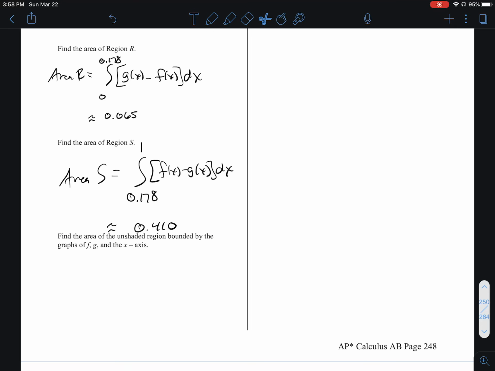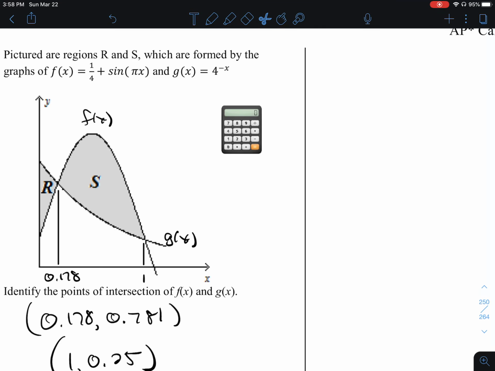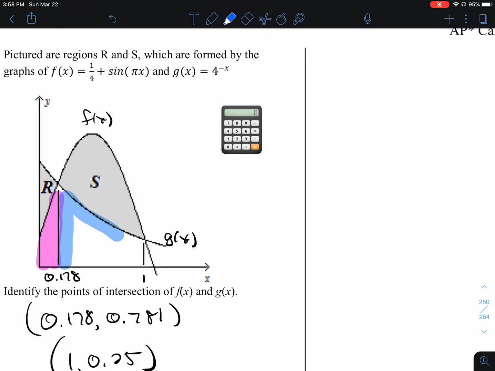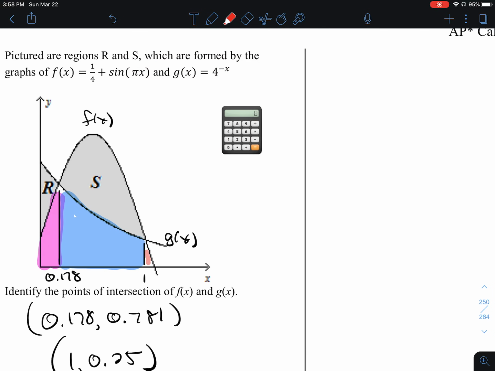Last one, find the area of the unshaded region bounded by the curves. Well, this is interesting. I'll do this to the side again, then write it down below. We have to do this 3 different ways. We're going from 0 to, okay, it says bounded by the curves and the x-axis. So to be clear, it's wanting us to find this area. I'll explain why in a minute. I'm using different colors. And this area. And then this area.